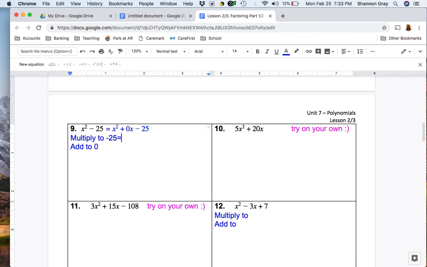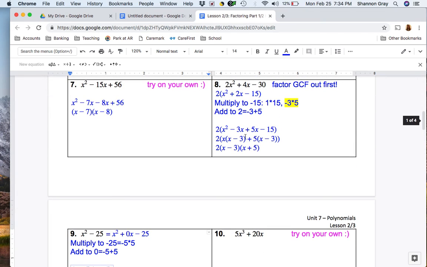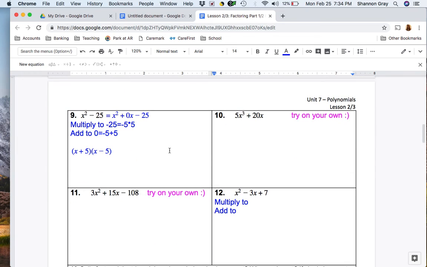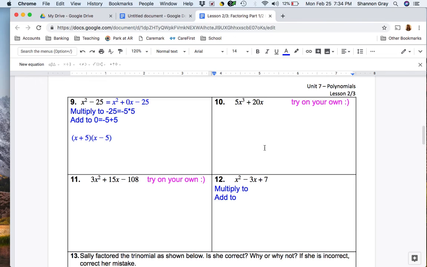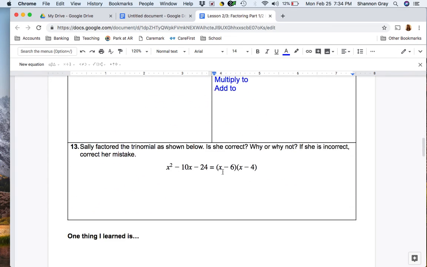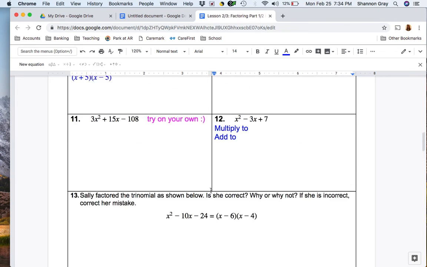So that is going to be -5 times 5, and I know that -5 plus 5 does in fact equal 0. So I can actually jump straight to x plus 5 times x minus 5. Hopefully by now you're getting the hang of it and we're not necessarily needing to write out this middle step every single time. Go ahead, pause the video, give number 10 and 11 a try. I'll give you some answers when you come back. We'll talk about number 12, and then you'll have your reflection question, and then down here. So go ahead and pause.